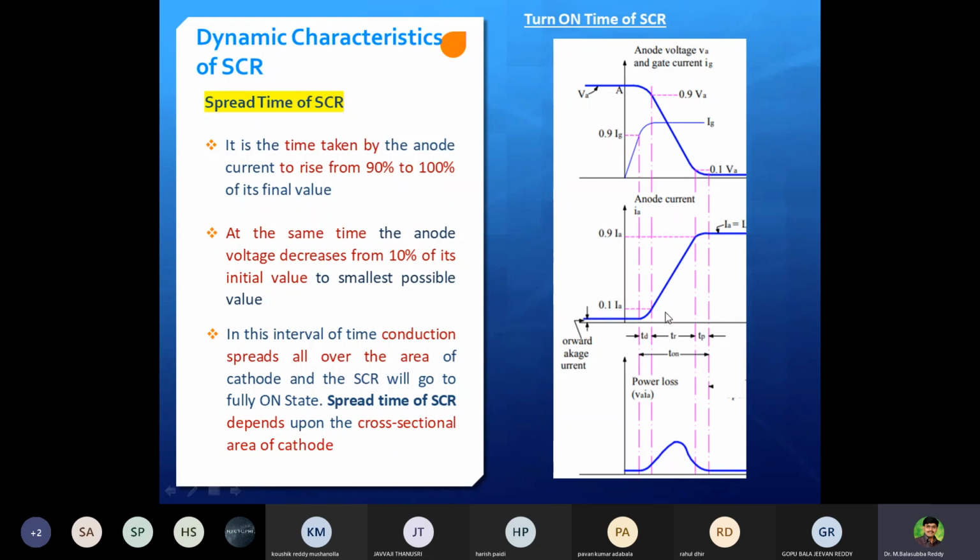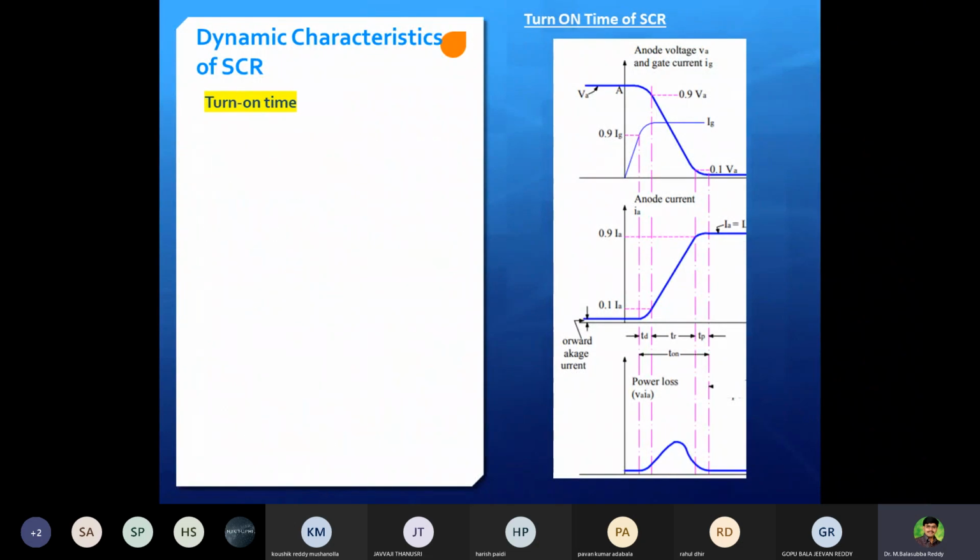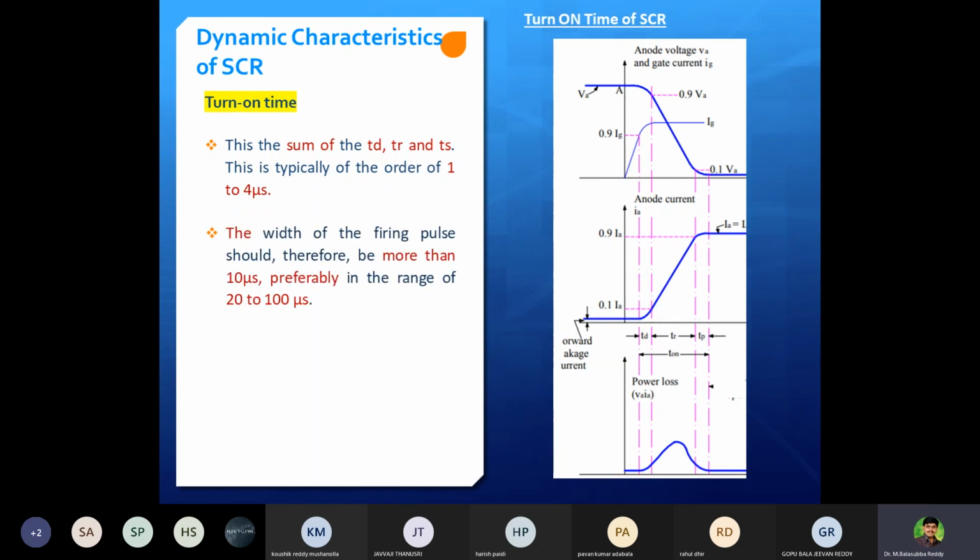Now we need to find the time taken to turn on the device. What is the time taken to turn on the device? We need to add all three. So it is the sum of delay time, rise time and spread time. This is typically 1 to 4 microseconds. You remember this, the turn on time of a device is a very short time. So we are able to turn on the device within a very small time duration. Whatever process happens, it happens within 1 to 4 microseconds.